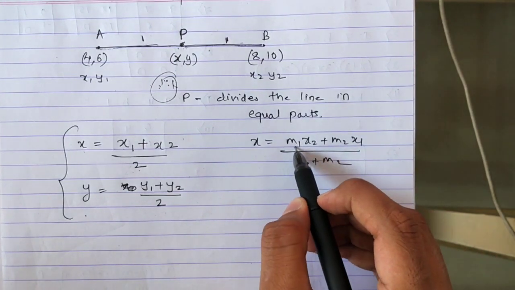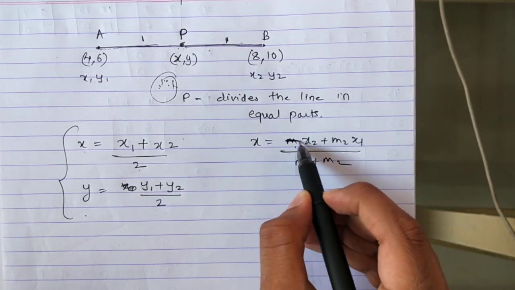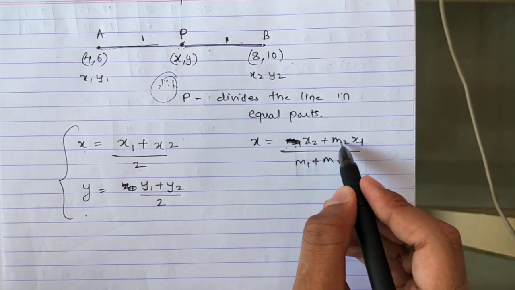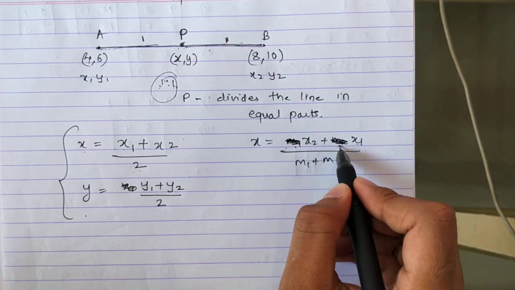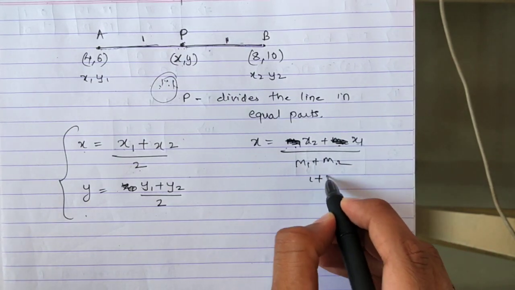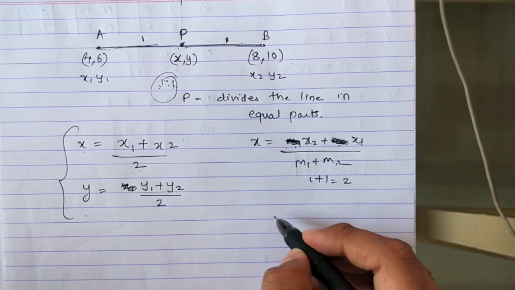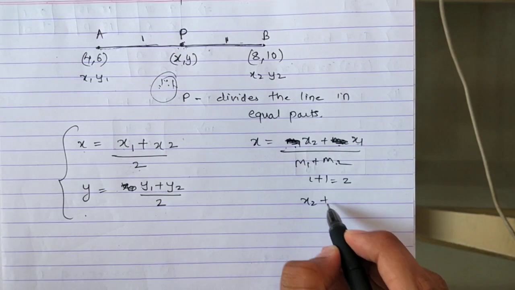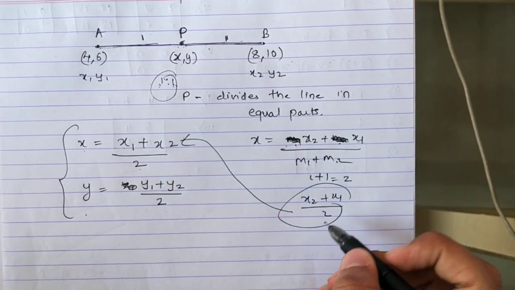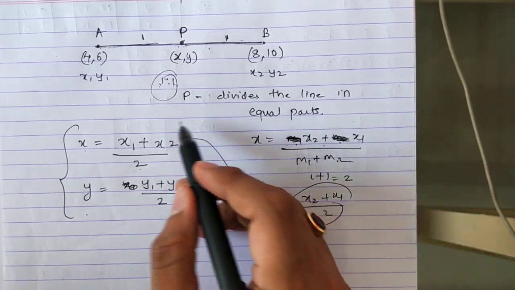So in this case, if I put here 1 in the place of m1, this will go away, only x2 will remain, because x2 into 1 is x2 only. Then this m2 will also go. x1 into 1 is x1 only. And m1 plus m2 will be 1 plus 1. That is nothing but 2. So what answer you will get? x2 plus x1 upon 2. This is nothing but the formula of x. So from section formula only we derive the formula of midpoint.